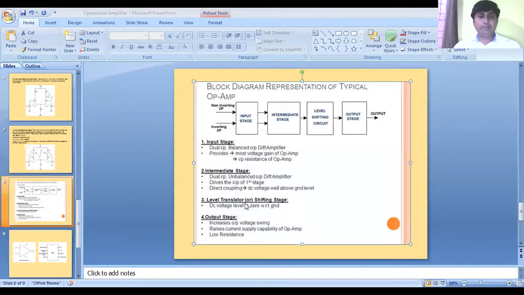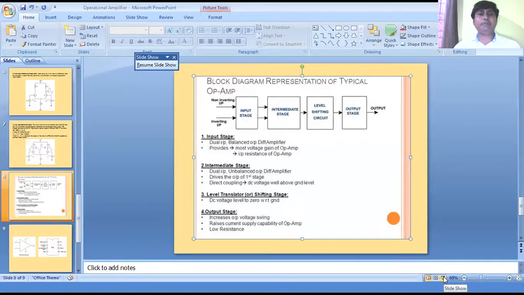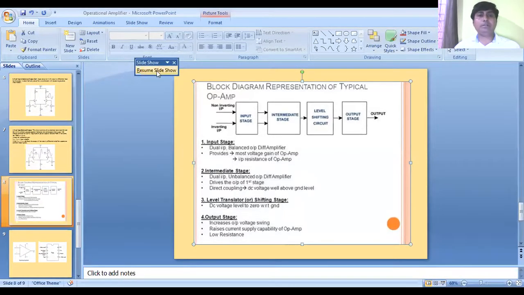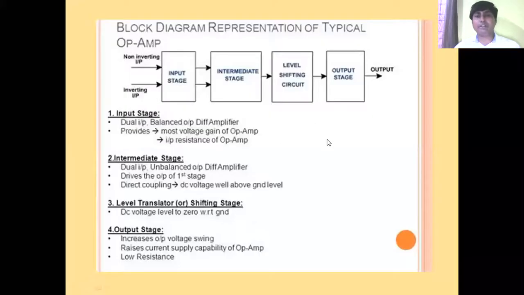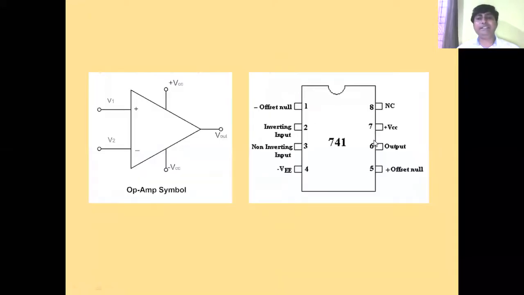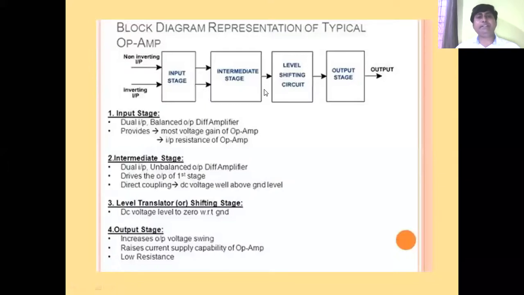So here, this slide presents the block diagram of operational amplifier. Okay, so here you can see that the block diagram of operational amplifier consists of 4 blocks. The first is the input stage, second is intermediate stage, third is level shifting circuit, fourth is output stage.